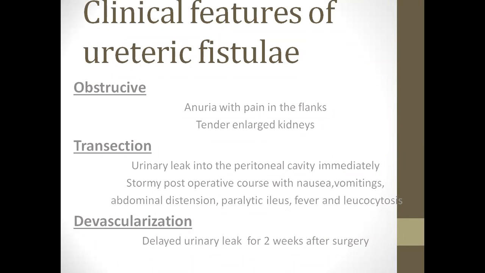Clinical features of ureteric fistula: obstructive anuria with pain in the flanks, tender enlarged kidneys. When the ureter is transected, there is urinary leak into the peritoneal cavity, immediately a stormy postoperative course with nausea and vomiting, abdominal distension and paralytic ileus, fever and leukocytosis. In devascularization, there is delayed urinary leak, about 2 weeks after surgery.